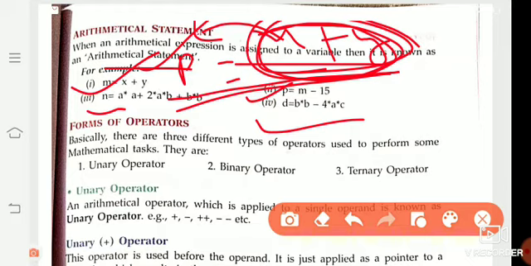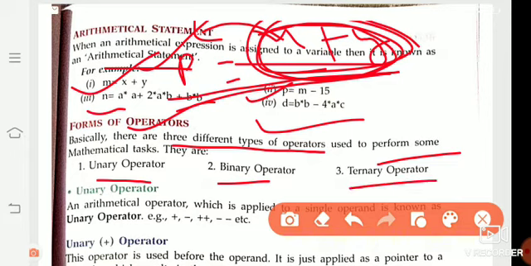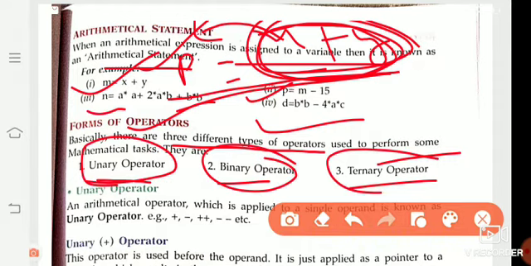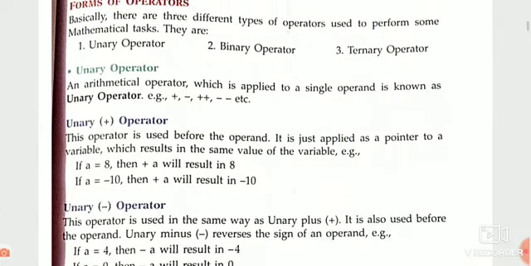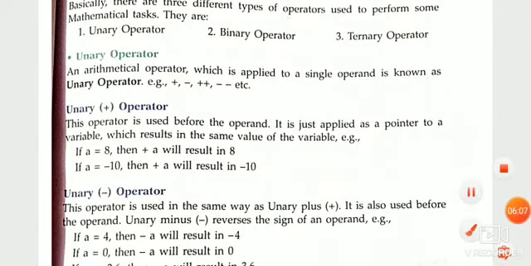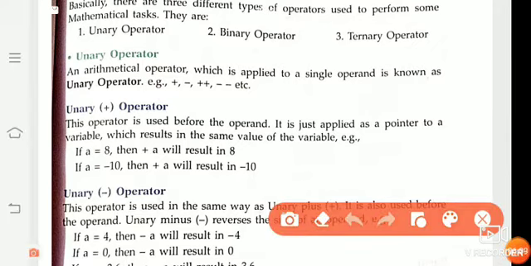Now forms of operator. There are different forms of operator, basically defined into three different forms, which are used to perform some mathematical task: unary operator, binary operator, and ternary operator. So how many forms of operator are there? There are three forms of operator: unary operator, binary operator, and ternary operator.